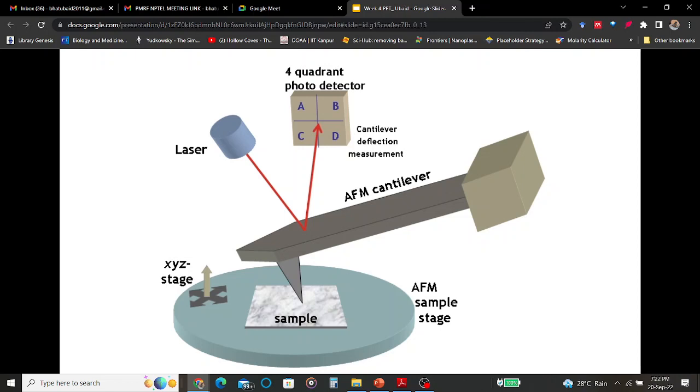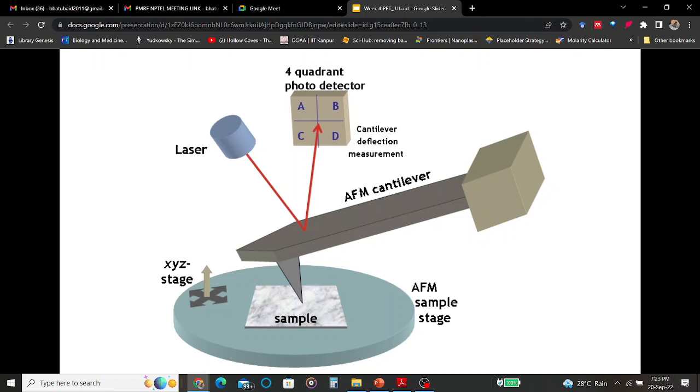And there are two types of AFMs. One is the contact AFM, another is the contactless AFM. In case of contact AFM, the tip is in contact with the sample, and it is moved on the sample from one place to another place, so as to detect the morphology or topography of the surface at each point.